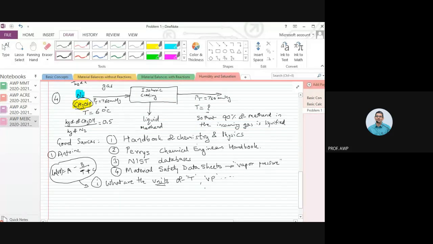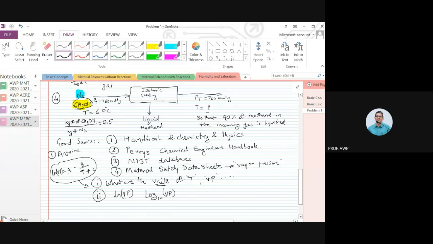If you are using a correlation of A, B, C in terms of some other units of temperature and pressure, and you use it for some other values of A, B, C, that will not work. The second thing you have to be careful about is whether it is the natural log of vapor pressure, or it is log to the base 10 of vapor pressure.